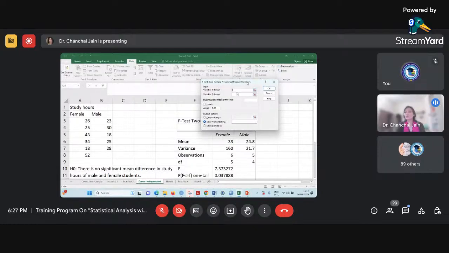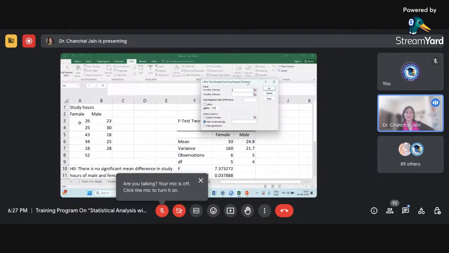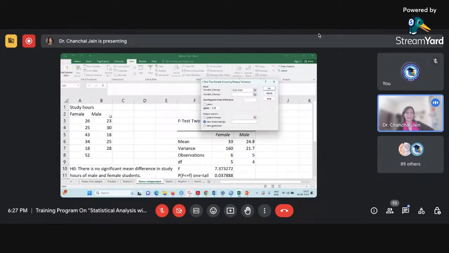Okay, thank you. Coming to the two samples assuming unequal variances part, we need to provide the range of the first variable and the range of the second variable, same as we have done for the F test. So I'm again selecting the first variable range, and then providing the second variable range. Coming to the hypothesized mean difference, you do not need to write anything. You can come to the labels and check this box, because I have selected my data including the labels. You need to decide whether you have included the labels or not.